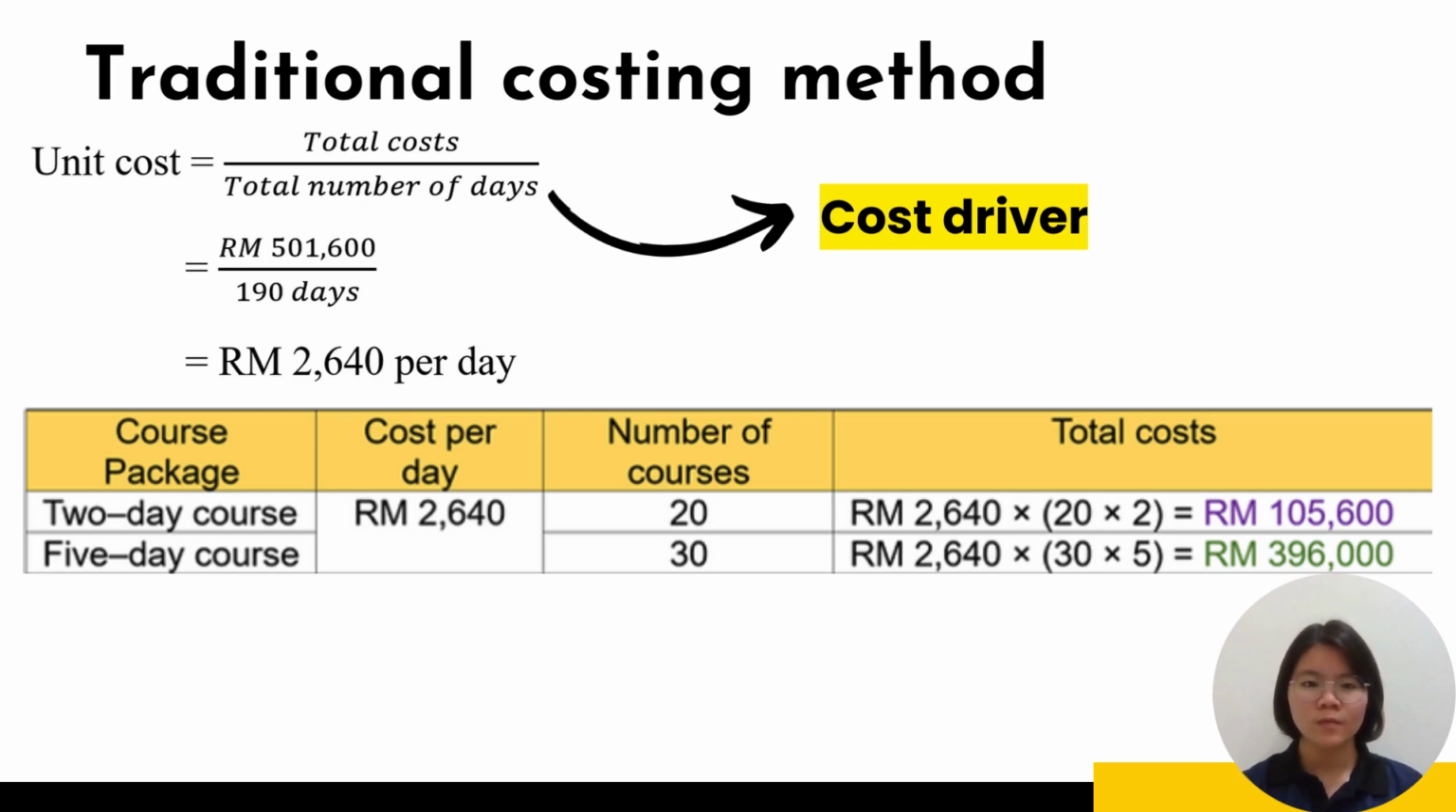to assign cost. The cost driver rate is calculated directly by dividing the total cost, which is 501,600 ringgit, by a total of 190 days. It will get the unit cost of 2,640 ringgit per day. Under this method, the total cost for the 2-day course is 105,600 ringgit, while for the 5-day course it is 396,000.